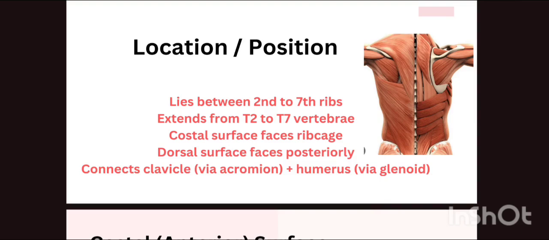Now, this is important. The scapula does not attach directly to your ribs, it only rests on top. Because of that, it can slide, rotate, and move freely. And that is why our shoulder is the most mobile joint in the whole body. So think of the scapula as a movement platform of your arm.